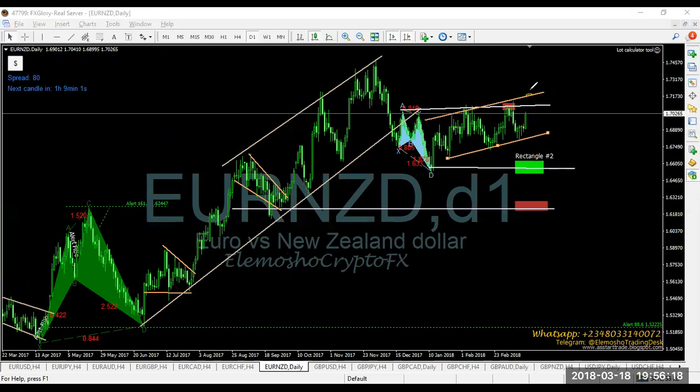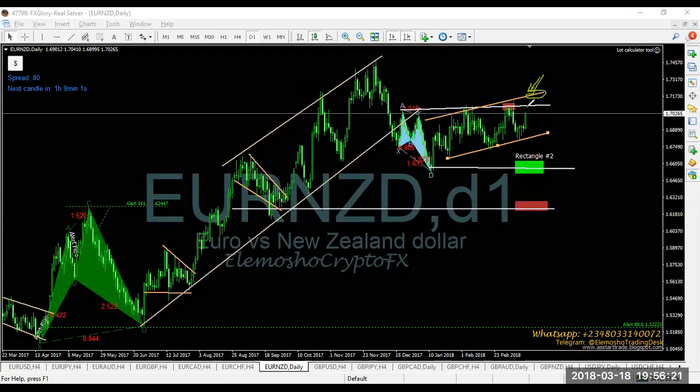When price gets to this zone and rejects it completely, then we'll be looking forward to shorting from there for the next impulse to the downside. The first target will be here, the second target will be here, and if price keeps on going down, you want to leave the rest of the trade to run.